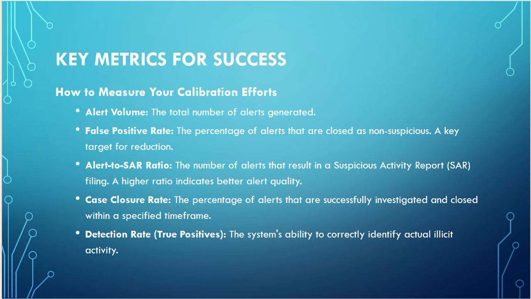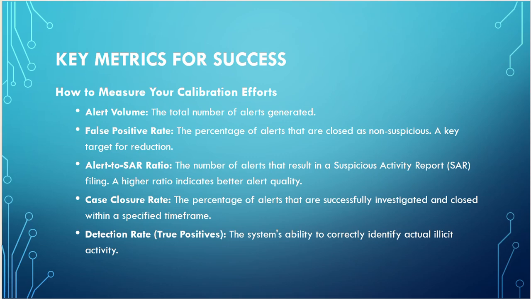So that will help us with the calibration and the metrics for the calibration levels, and the alert-to-SAR ratio. The suspicious activity report is generated by the system or manually created by compliance to send to the financial intelligence unit of that country. In India, the central bank has a body, the financial intelligence unit. So the number of alerts that result in a suspicious activity report filing, and a higher ratio indicates better alert quality and increased system performance.